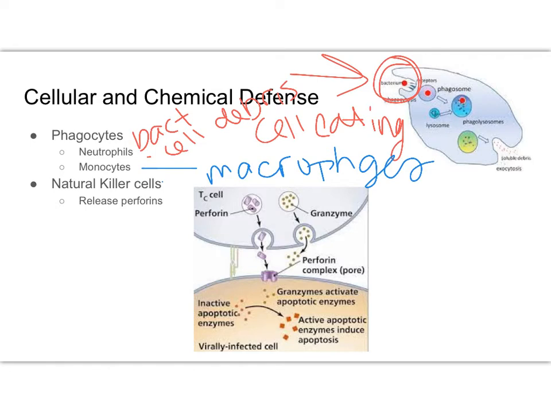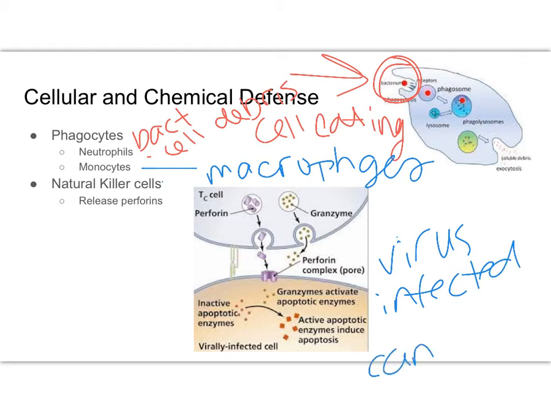In addition to our phagocytes, we also have natural killer cells. Natural killer cells are lymphocytes, so white blood cells here, that are going to recognize and destroy abnormal body cells. So basically, if you have a cell that's infected by a virus, which means that cell is going to be working a little bit differently, looking a little bit differently. So cells infected by a virus, as well as cells that are becoming cancerous.